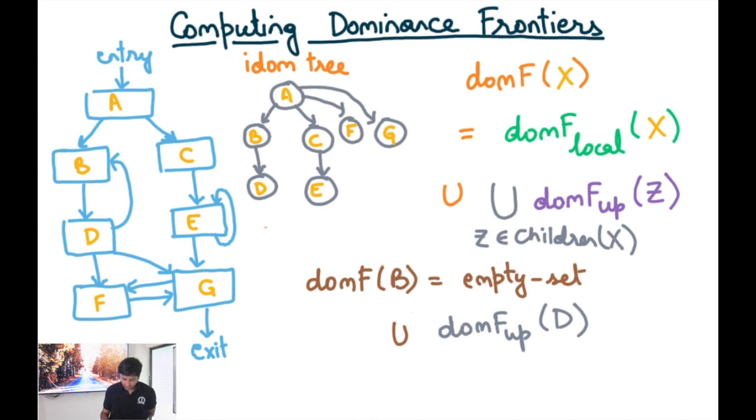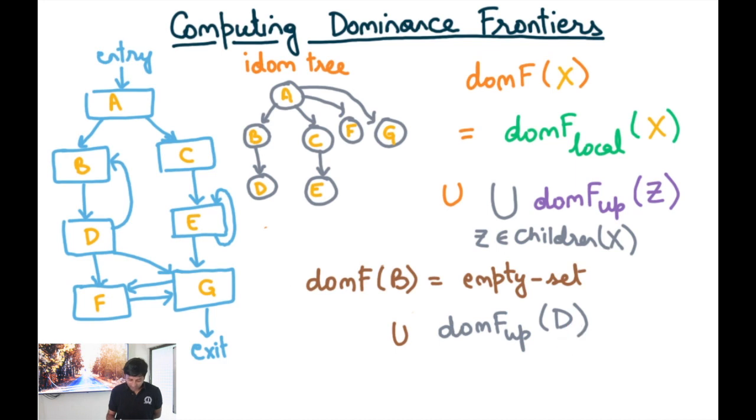Let's look at the dominance frontier of B using this formula. The dominance frontier of B is whatever is the dominance frontier local. So in this case, that's the empty set, because the only outgoing edge is D, but D is strictly dominated by B, so D is not in the dominance frontier of B. So that's the empty set. Union, whatever is in the dominance frontier of D and is passed up to B. So in other words, whatever is in the dominance frontier of D and is not strictly dominated by B.